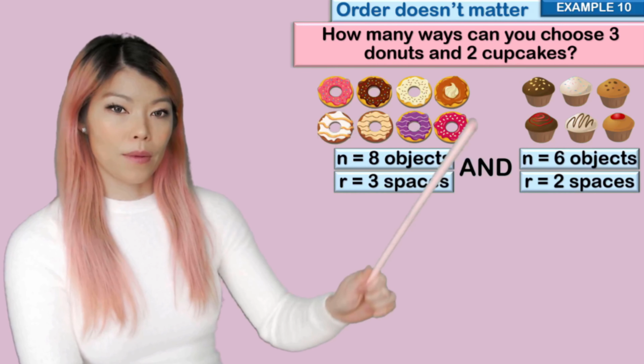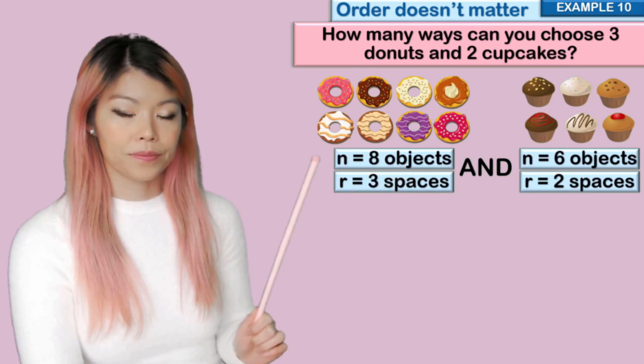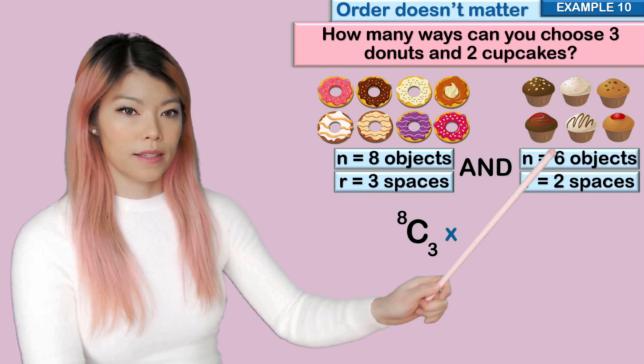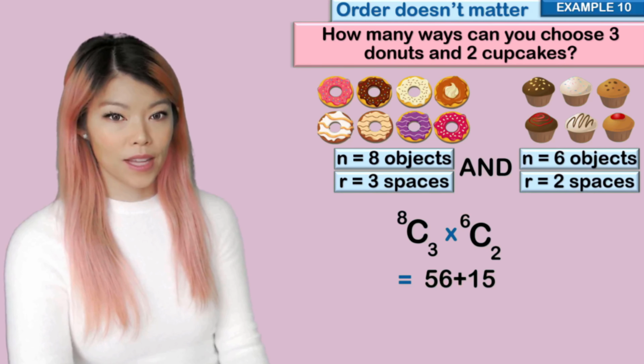And we don't care about the order because we're picking 3 things out of this bunch. So 8C3, and means times, 6C2. And we can evaluate that on the CAS calculator to get 71.